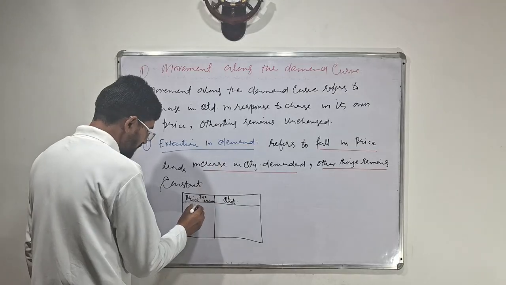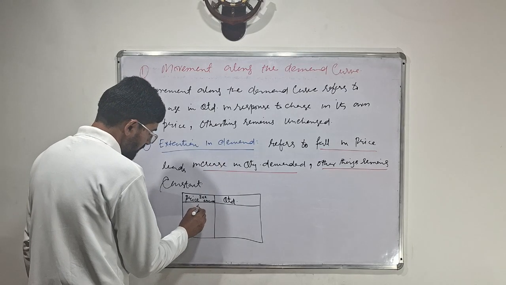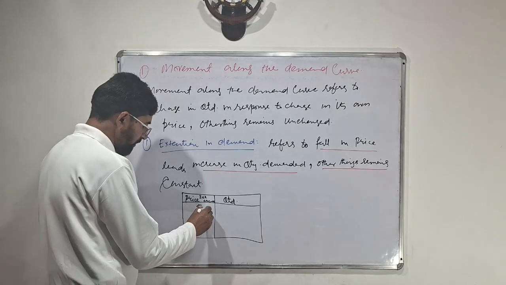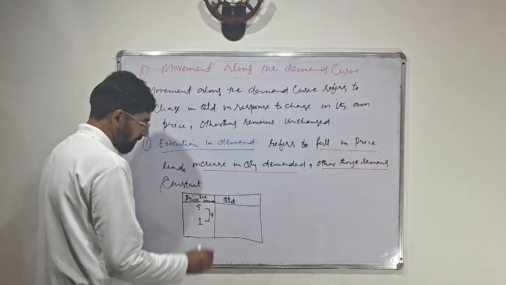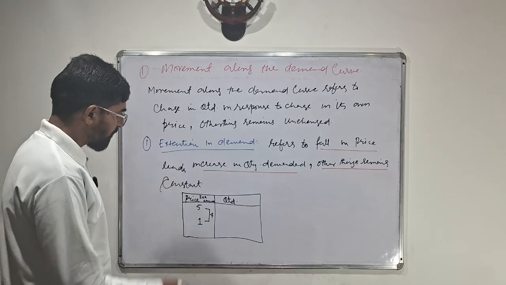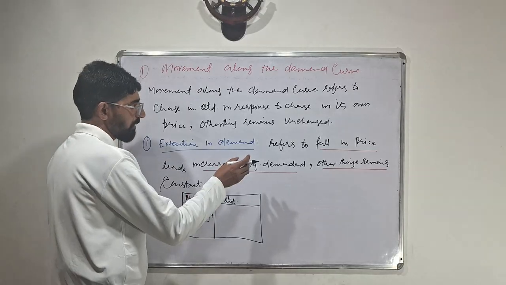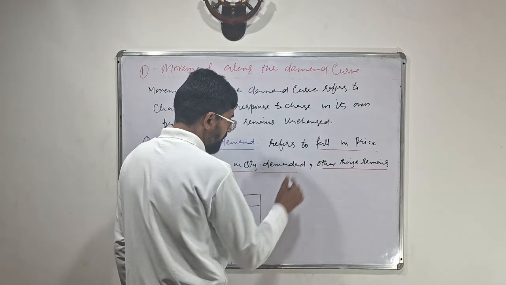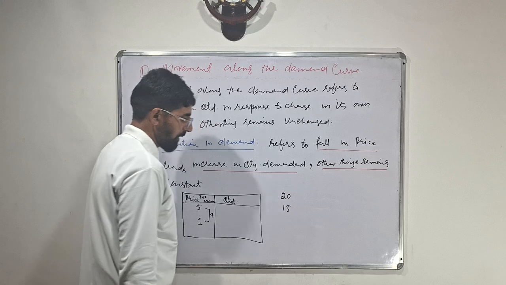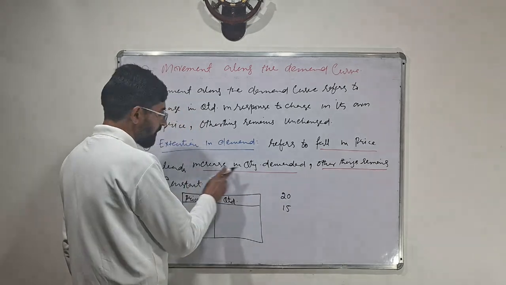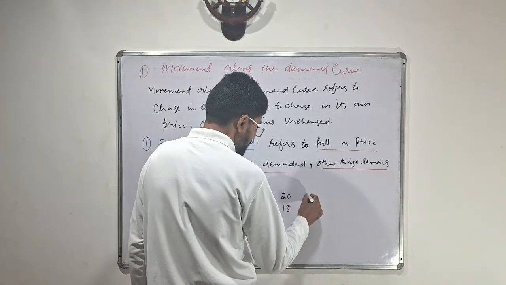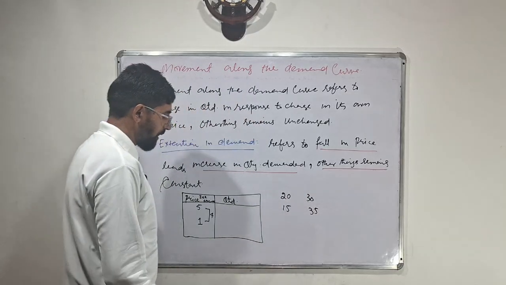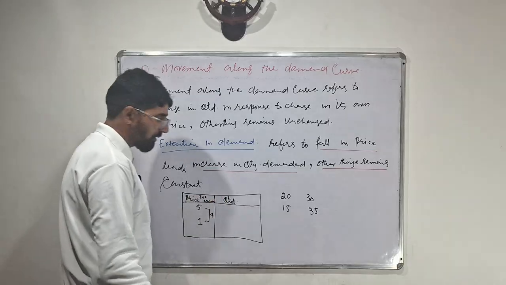Fall in price, that means if price is 5, it falls to 1. Means 4 units fall in price. You can take any value, but you have to keep in mind it is a fall in price. If you take value 20, then after the fall it should be 15. Similarly, for increase in quantity demanded, if you take 30, the increase means 35. As per the statement, you have to draw the schedule.